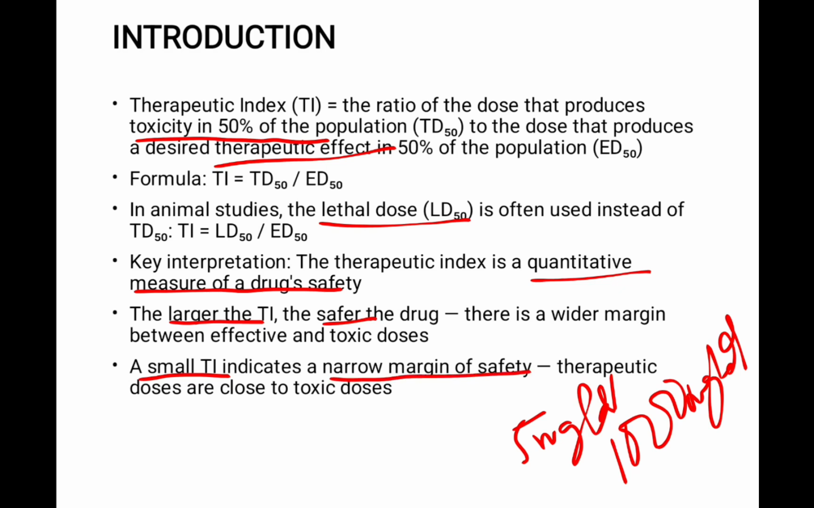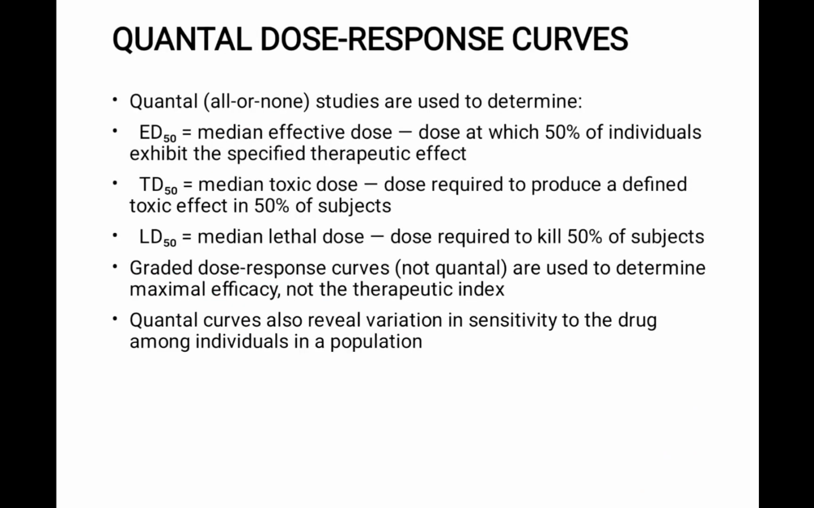For example, in this case, let's say we still have an effective dose of 5 milligrams, while we have a toxic dose of 8 milligrams. You can see how close 5 milligrams and 8 milligrams is. So in this situation, we have a small therapeutic index, which indicates a narrow margin of safety.